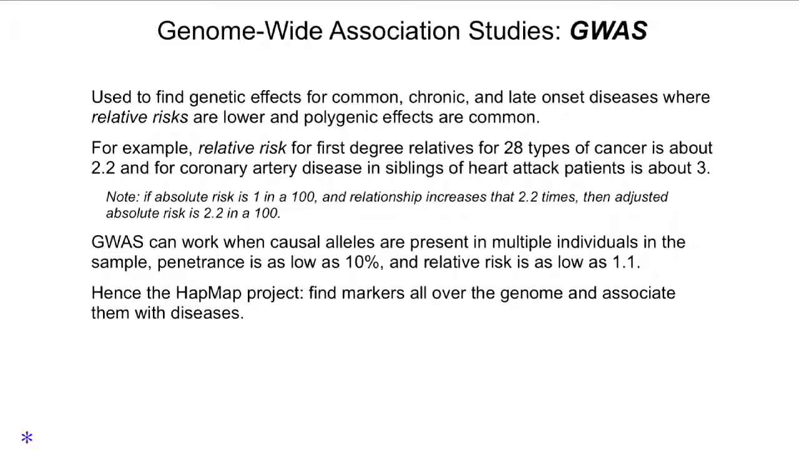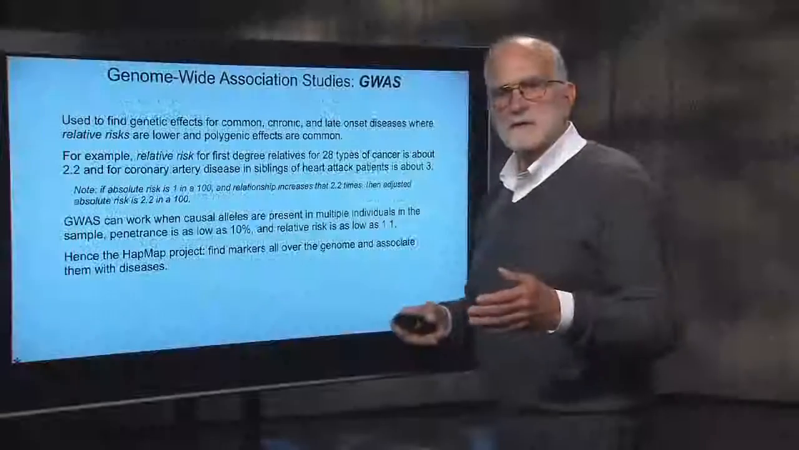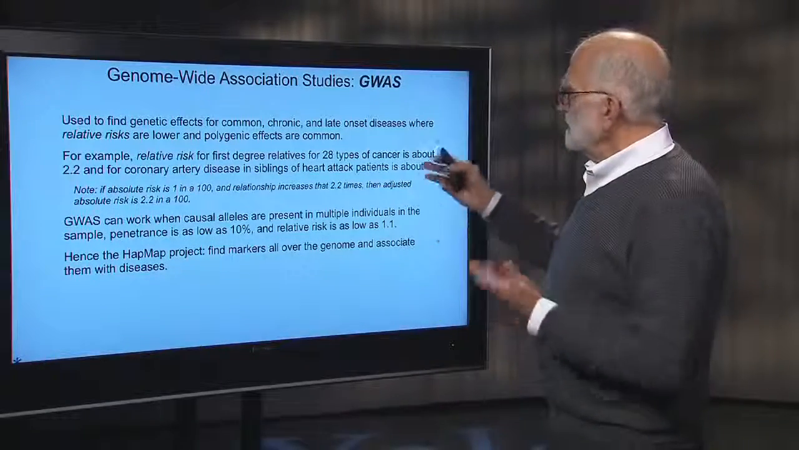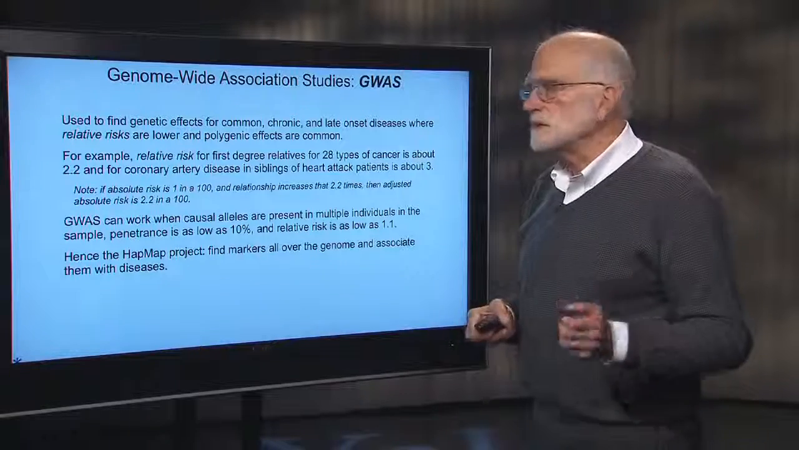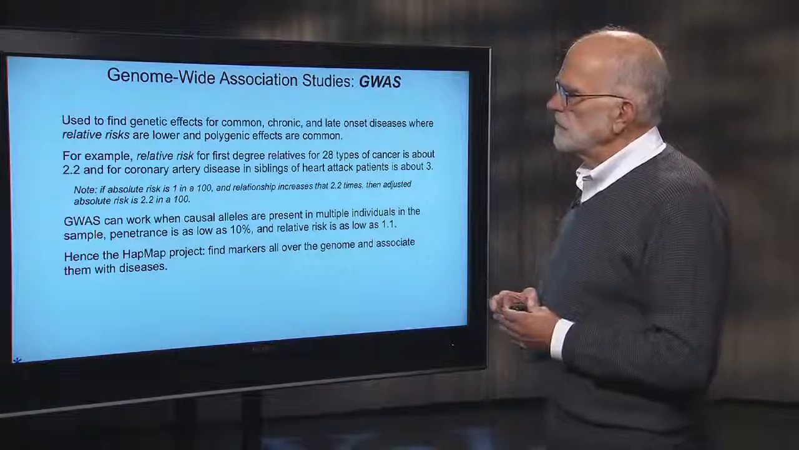So thinking about risk is tricky. Let's suppose that the absolute risk is 1 in 100 and that a relationship increases that 2.2 times. Then the adjusted relative risk is 2.2. So here the risk is 1%, here it's 2.2%. Saying it that way makes it sound a bit different from talking about, say, you're 2.2 times as likely. That makes it sound worse.